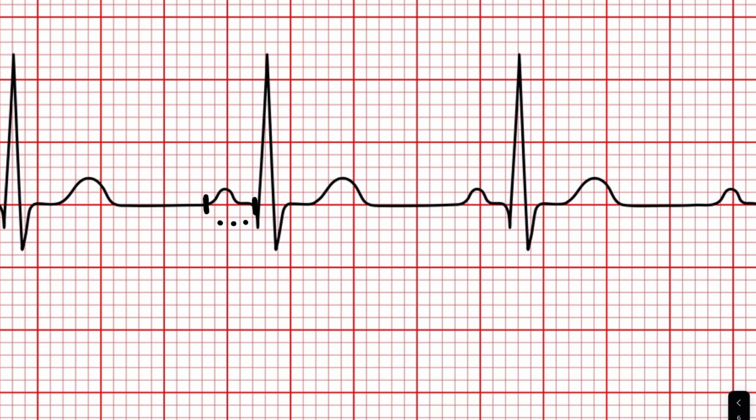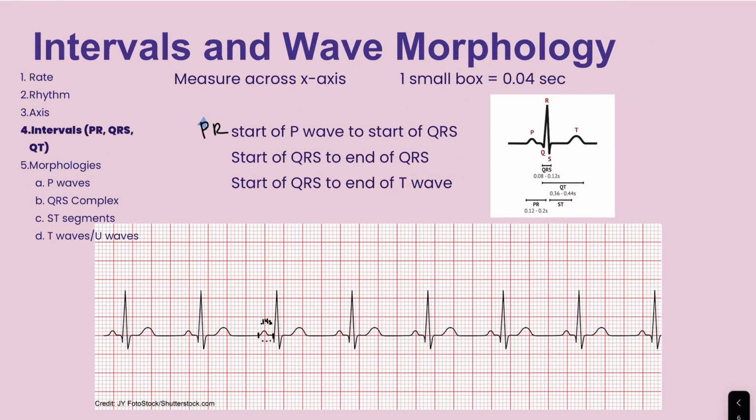We have 1, 2, 3.5. 3.5 times 0.04 is going to give us 0.14 seconds. And if we go and verify this, 0.12 to 0.20 is going to be our normal, so we are within normal for that. The next one we have is our QRS complex.